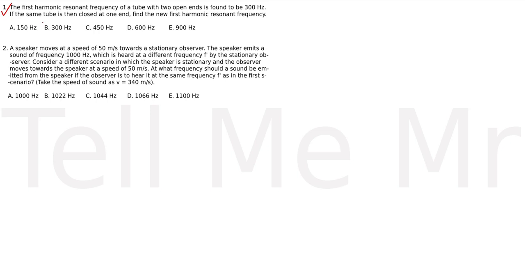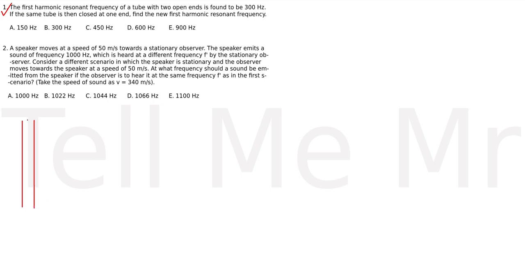The first question says the first harmonic resonant frequency of a tube with two open ends is found to be 300 Hz. If the same tube is then closed at one end, find the new first harmonic resonant frequency. So we have a tube which is opened at both the ends.